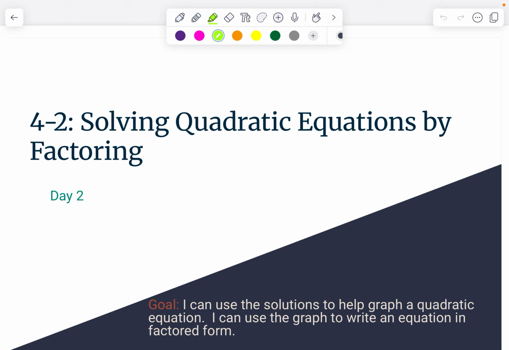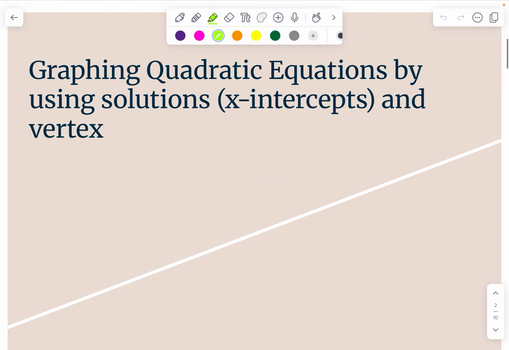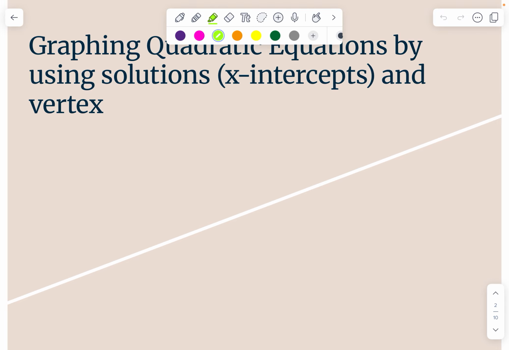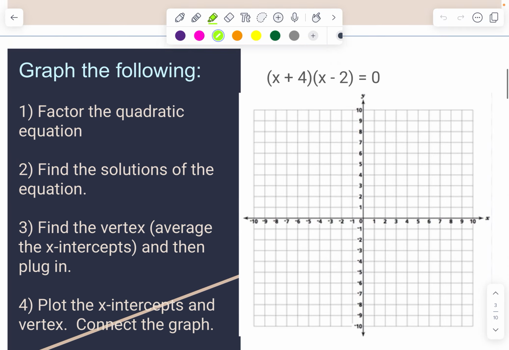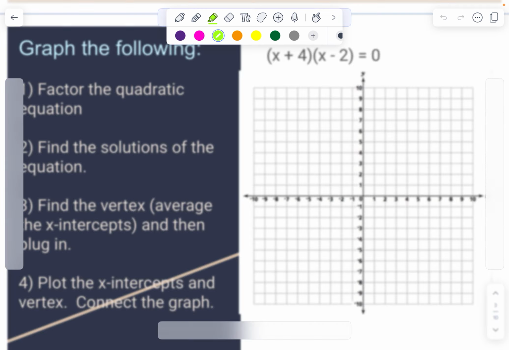Hi friends, today we're going to talk about graphing quadratics in factored form and also writing the equations of graphs of quadratics in factored form. We're going to be using the x-intercepts and the vertex to graph. You can see the steps here.